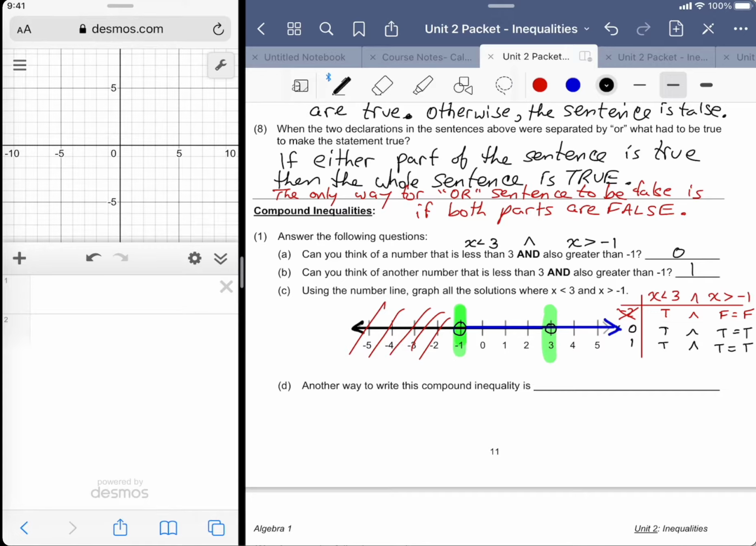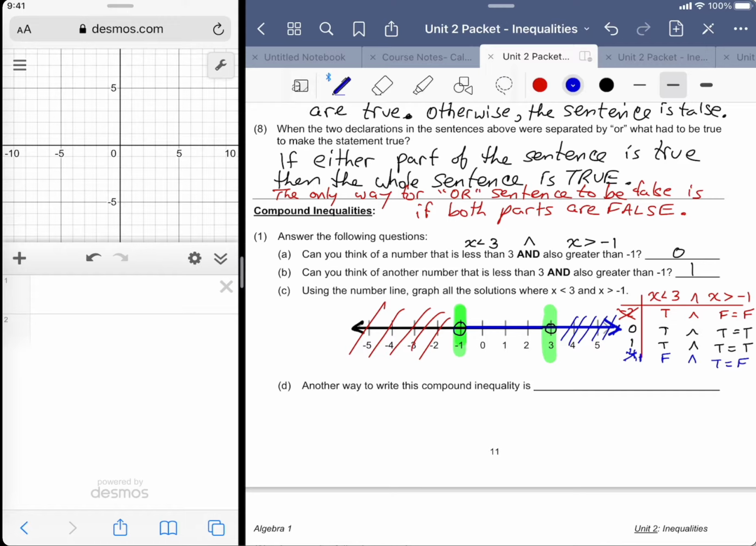But then you get beyond the 3, let's say the number 4. 4 is not less than 3, but 4 is greater than -1. That's fine, too little, too late. Both parts have to be true in order for the whole sentence to be true, so 4 is out of the mix. And so would anything beyond 4. All right, it'd fall in the same category. So the only numbers that would work would be the numbers in between -1 and 3.